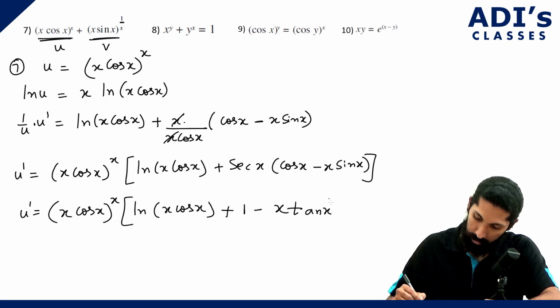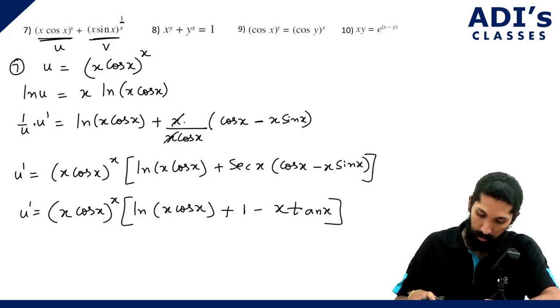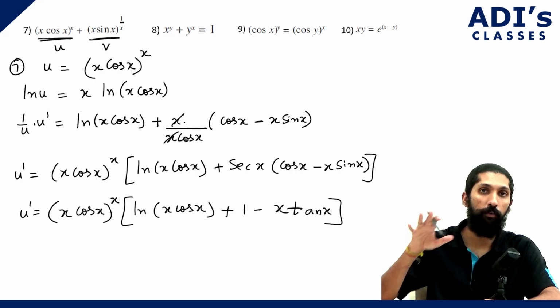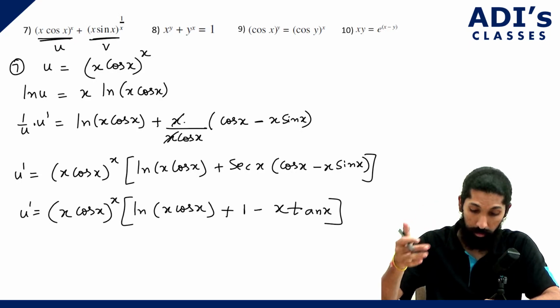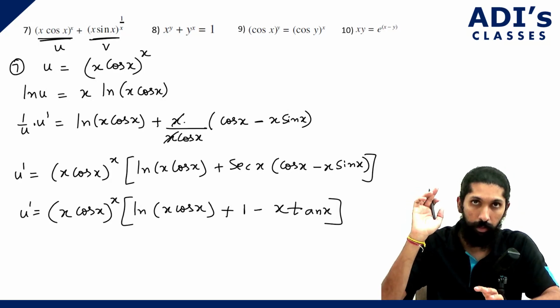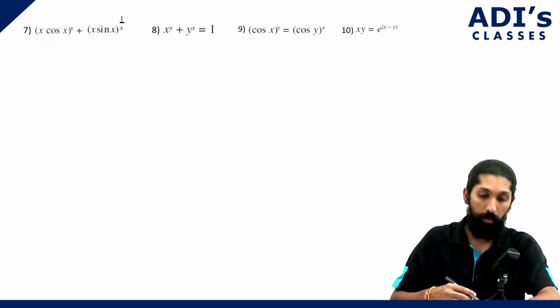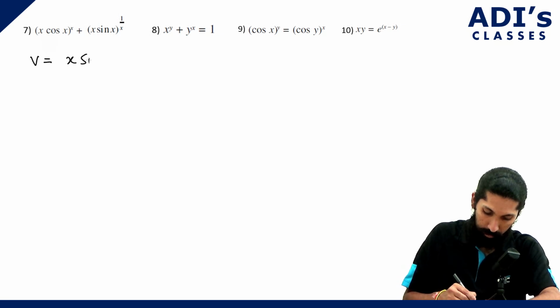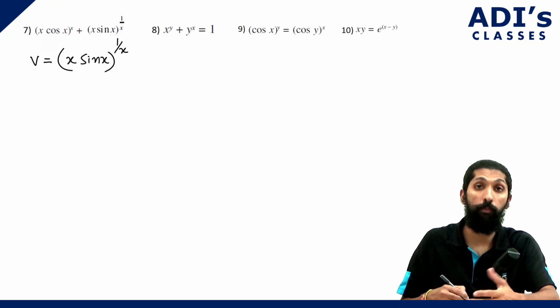x tan x. This is going to be u dash, correct? Now we have to find v dash. Again, very similar: take the log and do it. So let's do v dash now. Now v is equal to (x sin x) whole power x, correct? Sorry, whole power 1 by x, not x.